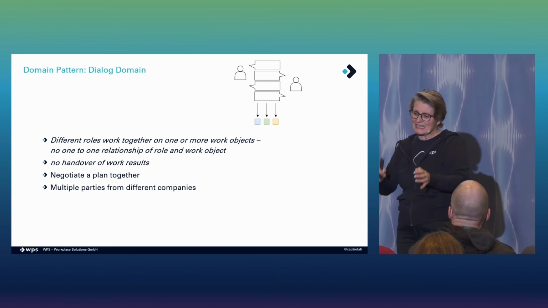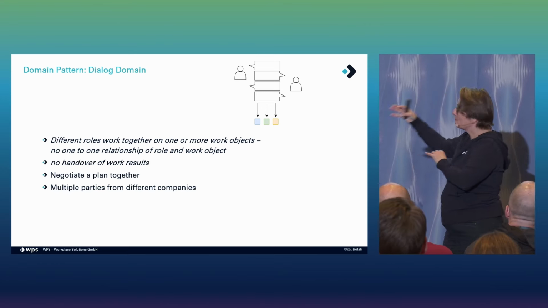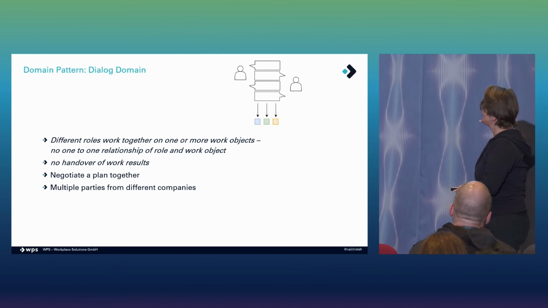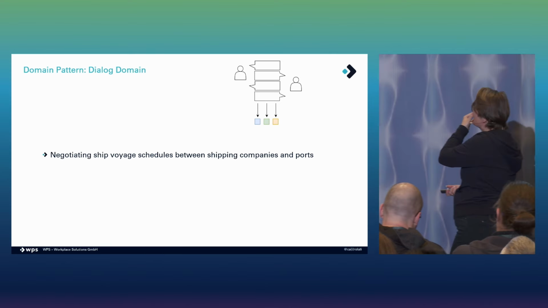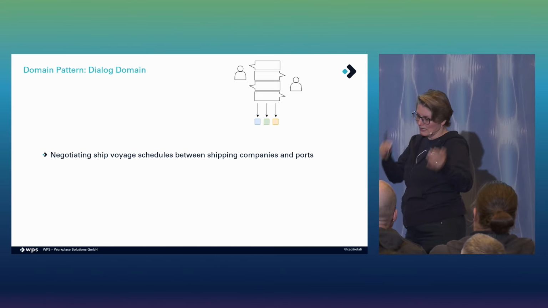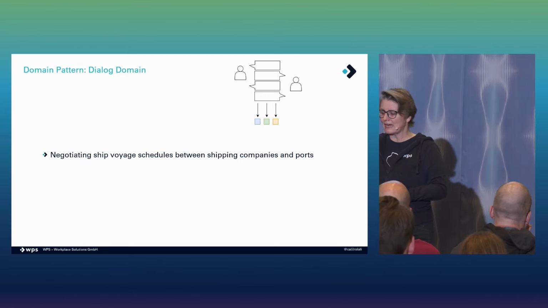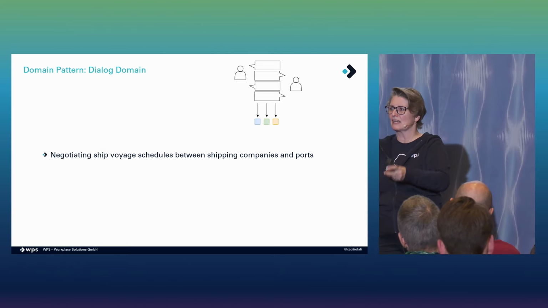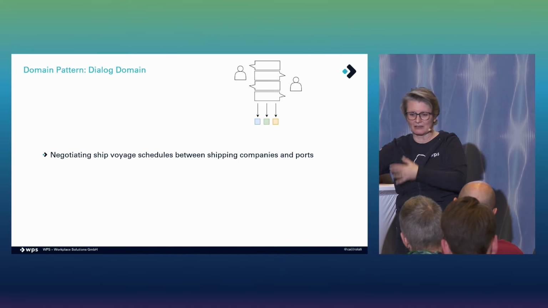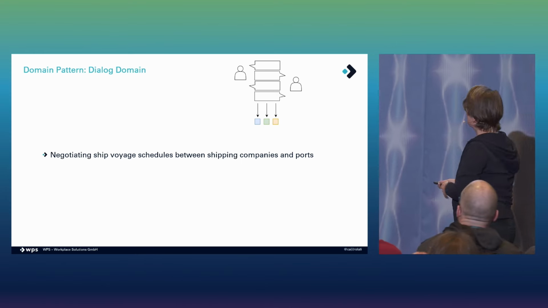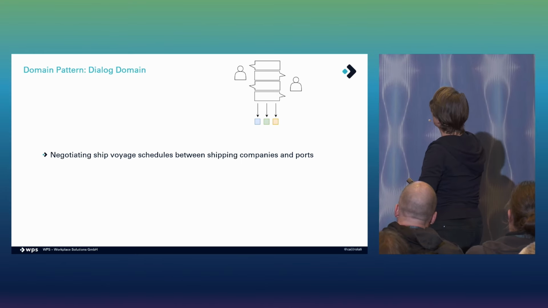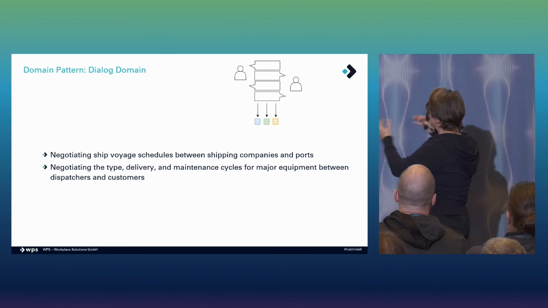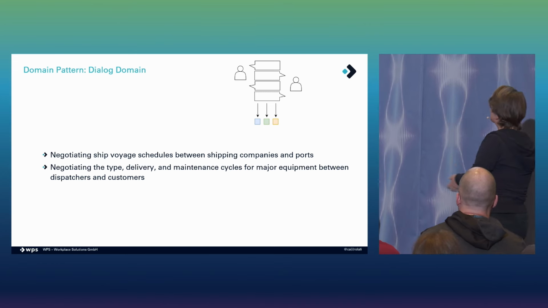We have mostly seen that in domains where you have multiple parties from different companies. I can show you an example later on. Where do we see that? We are creating software, and it's already working for the Rhine River, for the different little harbors, to organize how ships get in and out, and who is unloading what cargo where. They are negotiating through the system. Then we have seen that with dispatchers and customers, where you have to organize maintenance cycles and all that stuff.